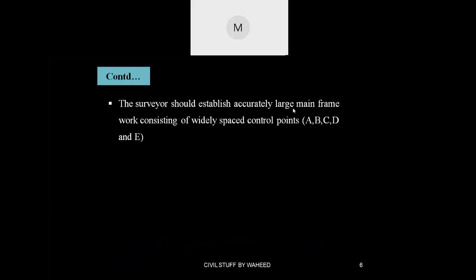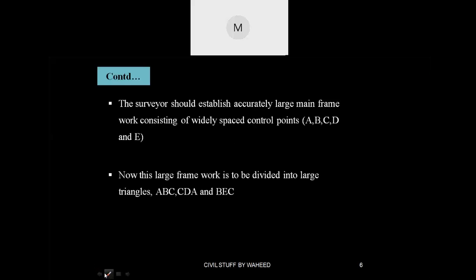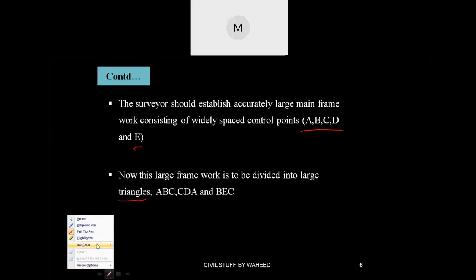See, the surveyor should establish accurately a large main framework consisting of widely spaced control points. As I said, what are these? These are control points. So we have fixed the control points. What are they? A, B, C, D and E. Now this large framework is divided into a network of triangles.